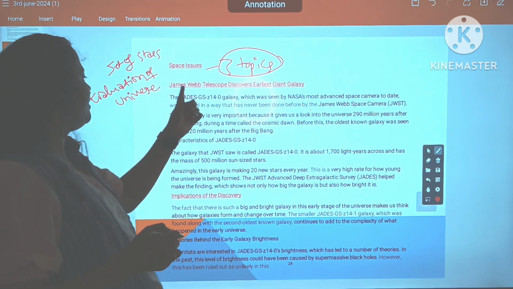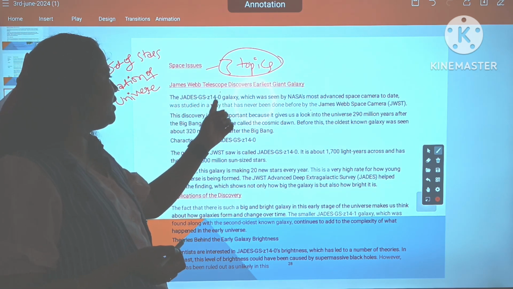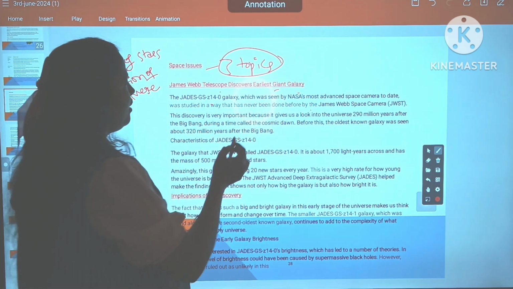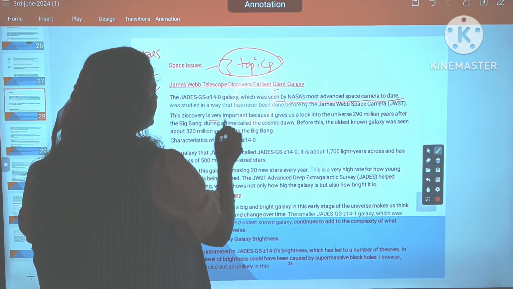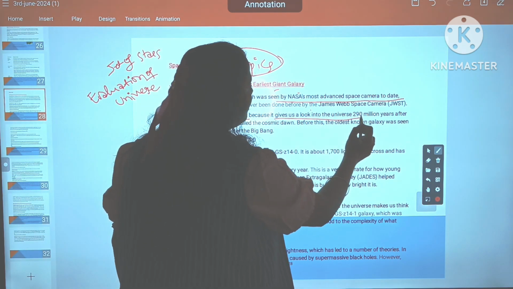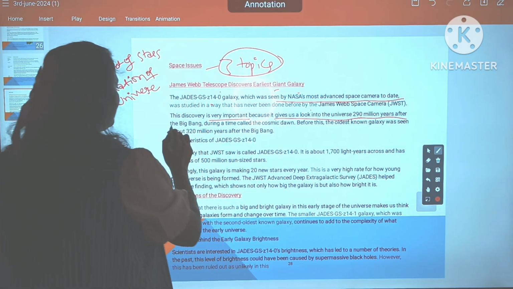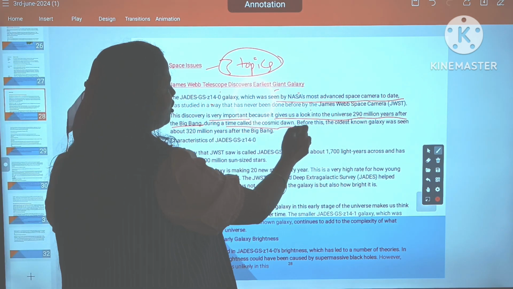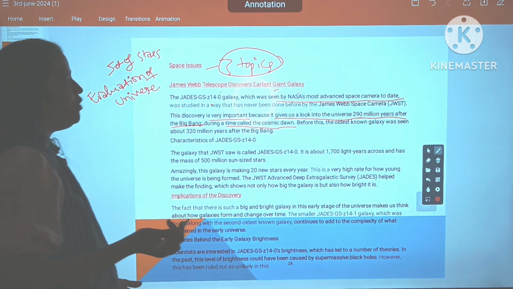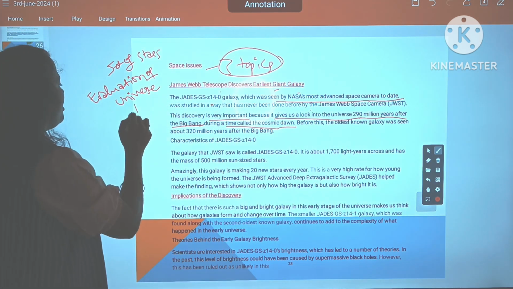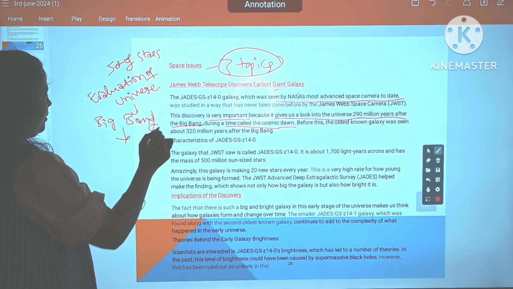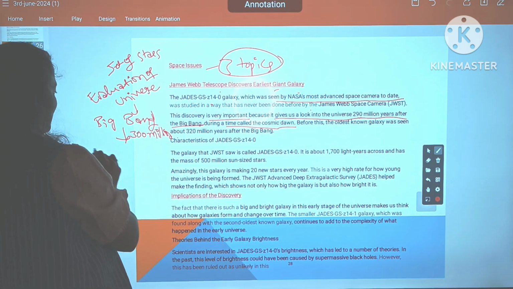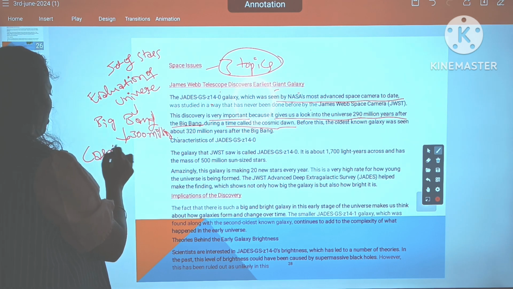So now James Webb Telescope discovered a new galaxy, seen by NASA's most advanced space camera to date. The discovery is very important because it gives us a look into the universe 300 million years after the Big Bang, during the time called cosmic dawn. After the Big Bang, when 300 million years passed, then the time is called cosmic dawn.